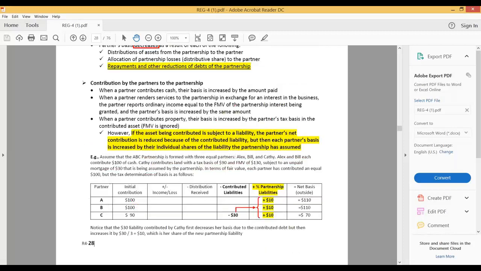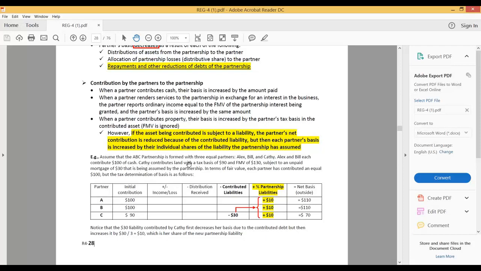So look at this. Assume that ABC partnership is formed with three equal partners, Alex, Bill, and Kathy. Alex and Bill each contribute $100 of cash. Kathy contributes land with tax basis of $90 and fair market value $130, subject to an unpaid mortgage of $30 that's being assumed by the partnership. In terms of fair value, each partner has to contribute an equal $100, but the tax basis determination is as follows. So initially, each one is contributing $100. So A is contributing $100 of cash, and therefore, that would be his basis. Now, B is also contributing $100 of cash, and therefore that would be his basis.